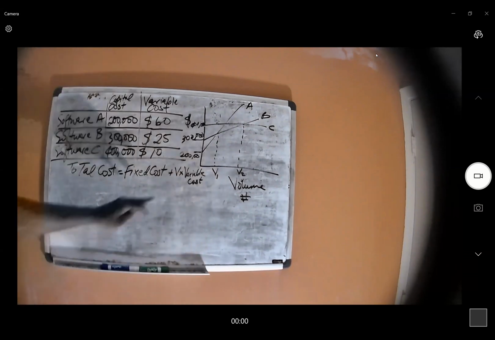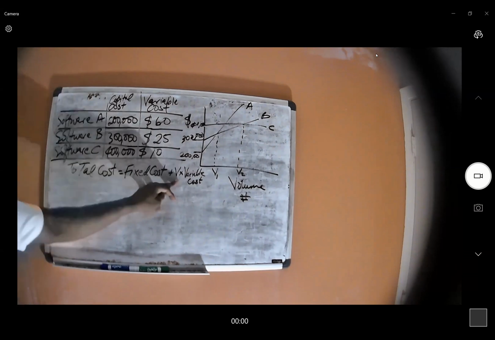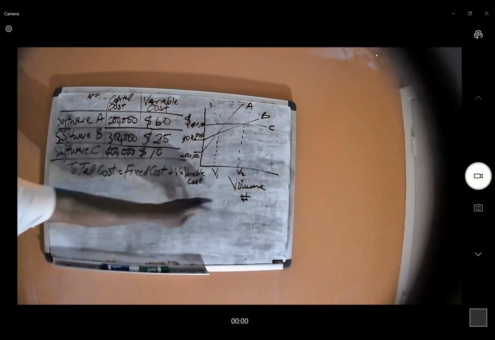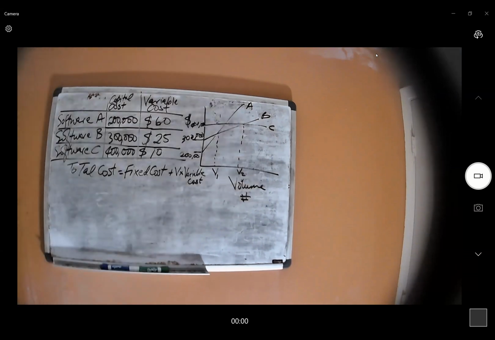V is volume, but it's basically the number of widgets that you're making. Let's call it numbers then. V is the same as numbers because it's volume, and by volume, we're not talking about a liter of water or anything. We're talking about the volume of products that you make, the number of products that you make. All right, everybody cool with that? So make sure we're clear.